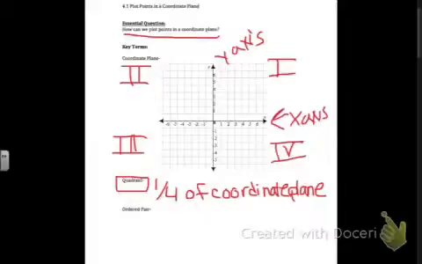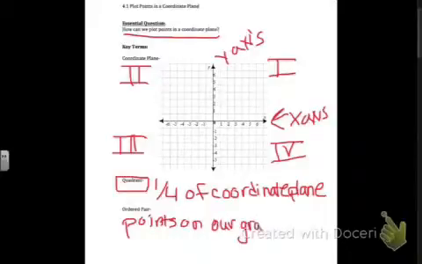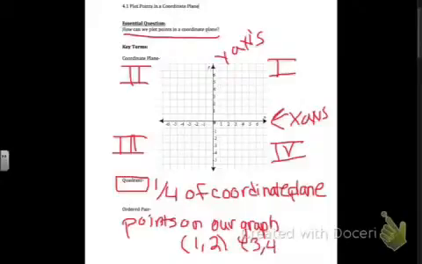And now our next key term is our ordered pairs. Our ordered pairs are going to be the points that we plot, so the points on our graph. An example of an ordered pair would be (3, 4), and they are always in the form x, comma, y, and so those are our ordered pairs.